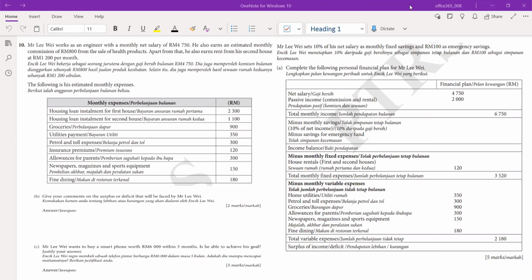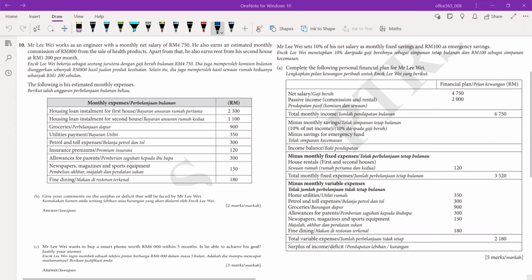How to do this question. Mr. Lee Wei works as an engineer, so I want you to see carefully. He also earns an estimated monthly commission. So this is the net salary, and the monthly commission is also active income. And the thing is, he also earns rent from the second house. This is also active income. So you have to know the active income and passive income, all these are total income, all right?